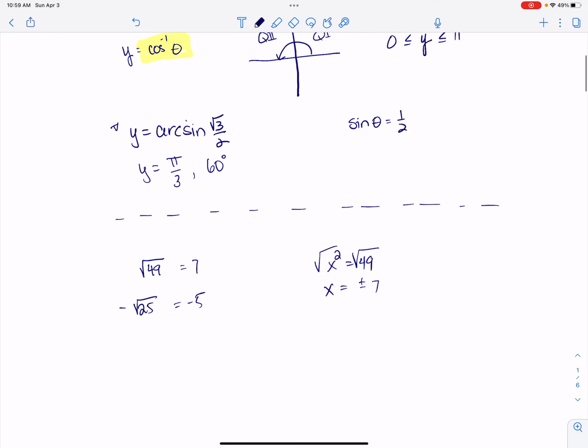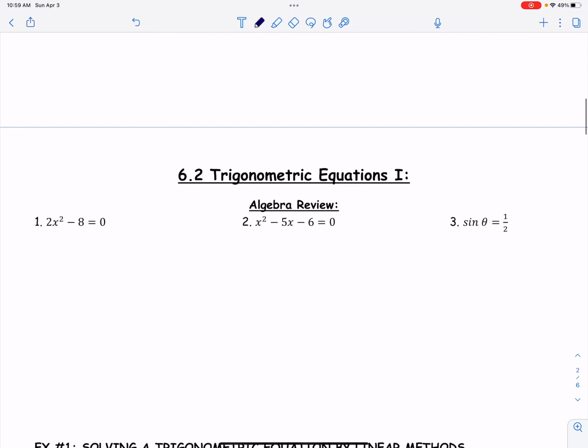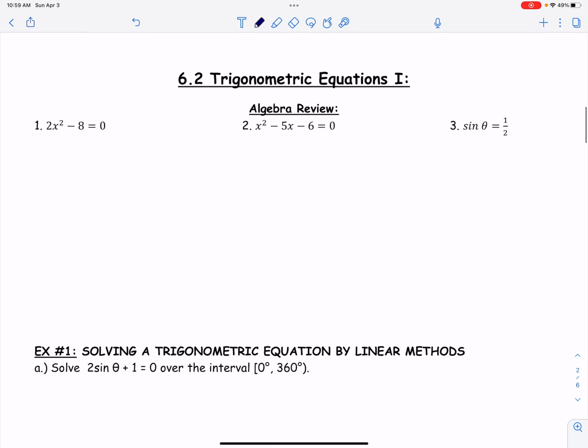That's just sort of a little glimpse of the difference between those two sections. Let's go back and do a few algebra equations before we jump into the trig equations. So I've just given you a couple algebra review questions at the top there.